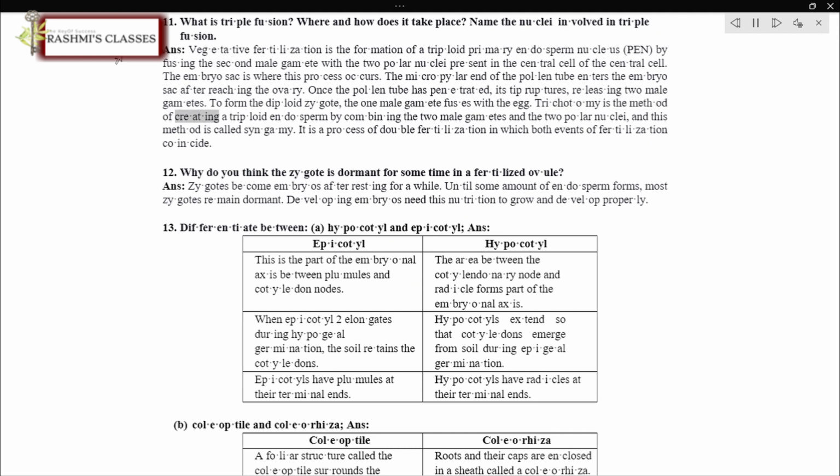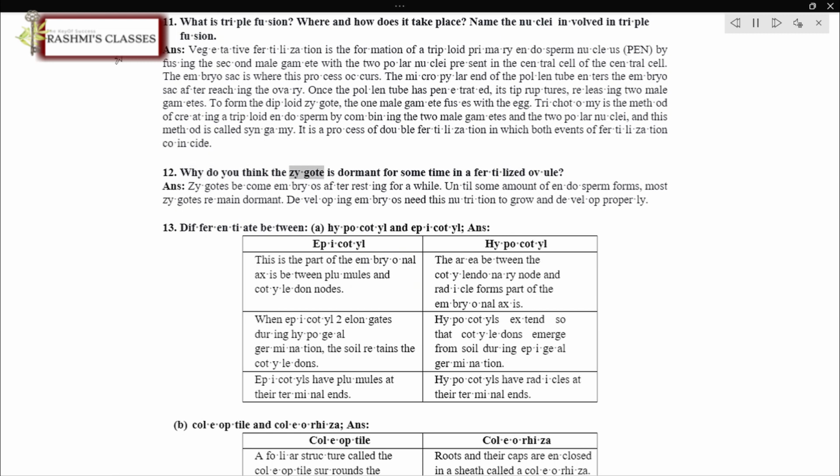Triple fusion is the method of creating a triploid endosperm by combining the 2 male gametes and the 2 polar nuclei, and the other method is called syngamy. It is a process of double fertilization in which both events of fertilization coincide.